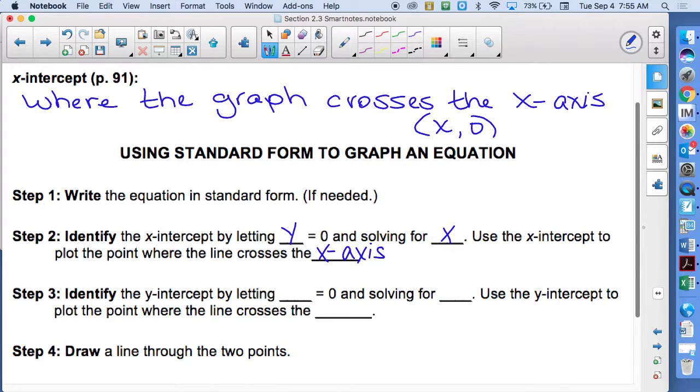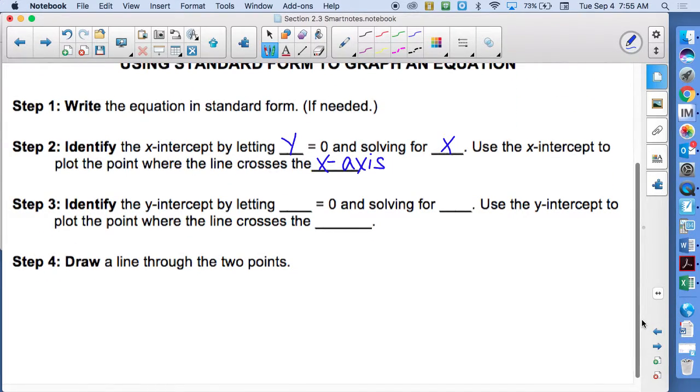The third step then is the opposite. Let's identify the y-intercept by letting the x be 0 and solving for the y. So essentially you're doing the opposite so that you can find the other variable. Use the y-intercept to plot the point where the line crosses the y-axis. This time we will only have 2 points because you're going to have a point on the x-axis, you're going to have a point on the y-axis. And then you're going to play connect the dots, just connecting those 2 points.